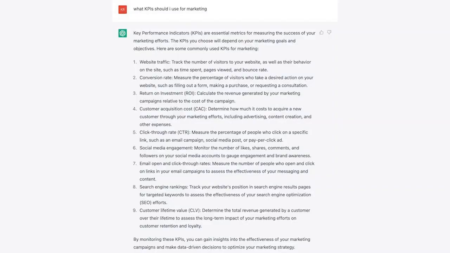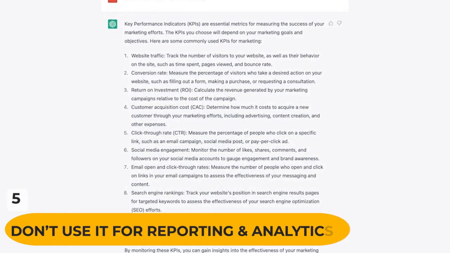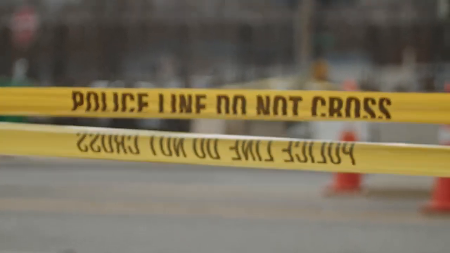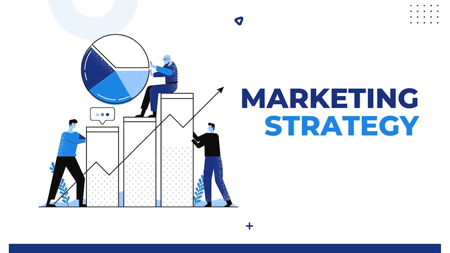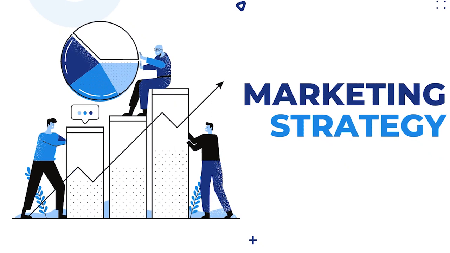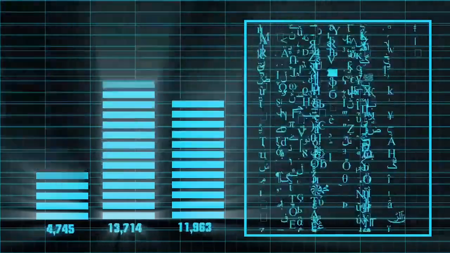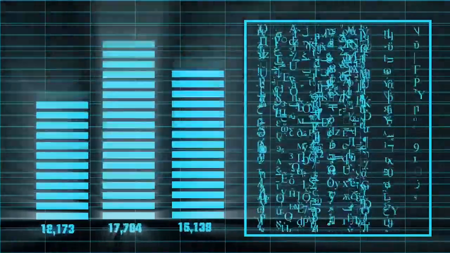5 ways not to use ChatGPT for marketing. Number 5. Don't use it for reporting and analytics. GPT can analyze data, but the current functionality behind this is very limited. Just like the best marketing strategies will vary from business to business, the right KPIs and goals will depend on your unique situation. And the best way to identify trends, patterns, and insights in your data is to come up with your own consistent reporting routine.